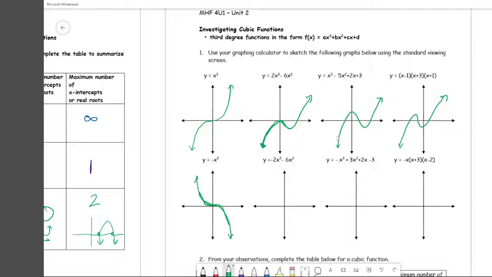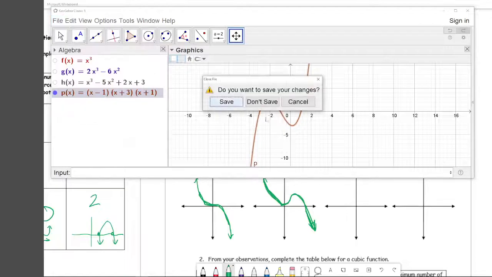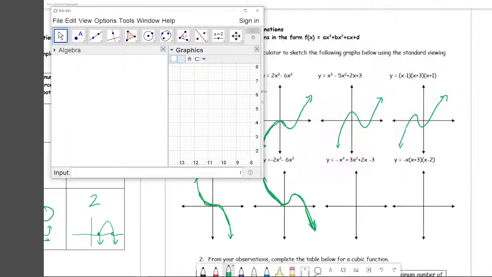Okay, then we have negative 2x cubed take away 6x squared. That would just be a reversal of this one, so it would come down, bounce off, and then do that. Sort of like this. It's not a great drawing, but you can hopefully get the idea. This one, let's just have it draw this one. Okay, so negative x cubed plus 3x squared plus 2x take away 3.